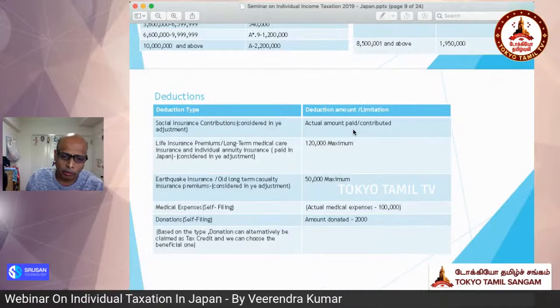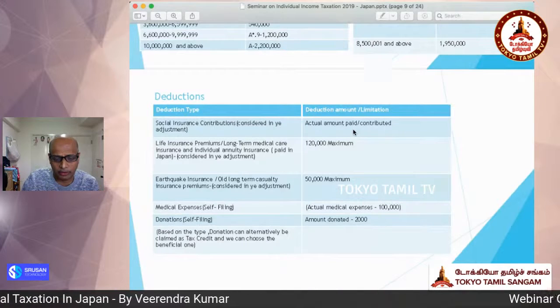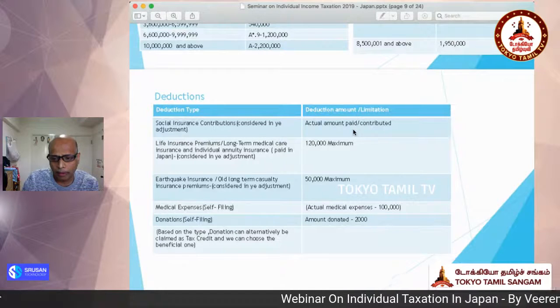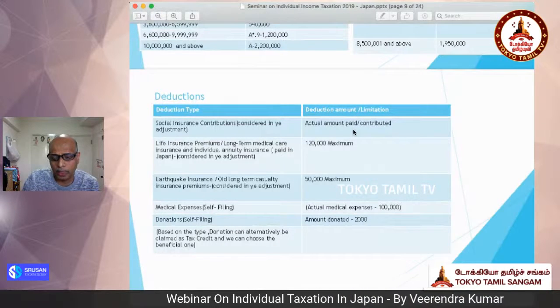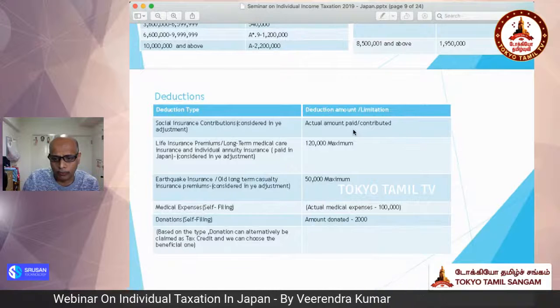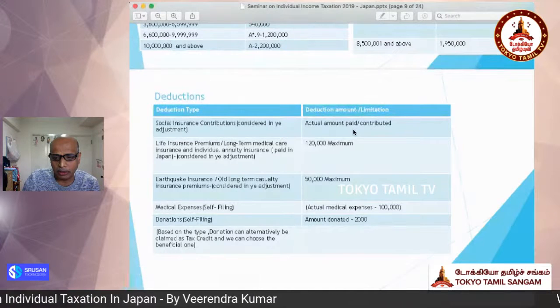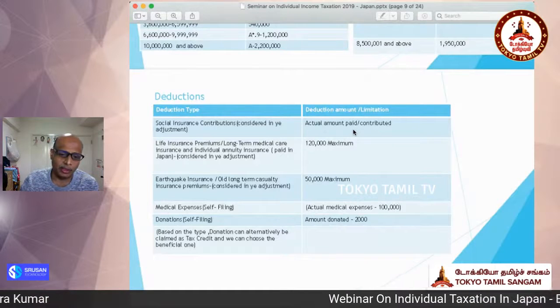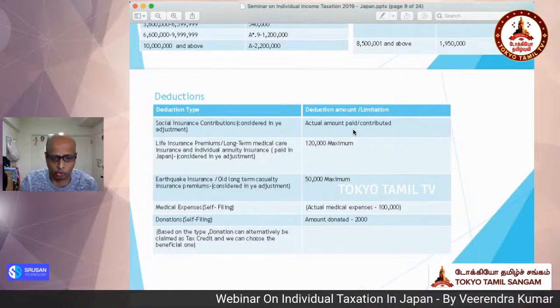If you have made any donations to any approved organizations, that also will qualify as a deduction. However, depending upon the type of donation you have made, you can either choose to claim deduction or take a tax credit, whichever is beneficial to you. That decision you can choose.